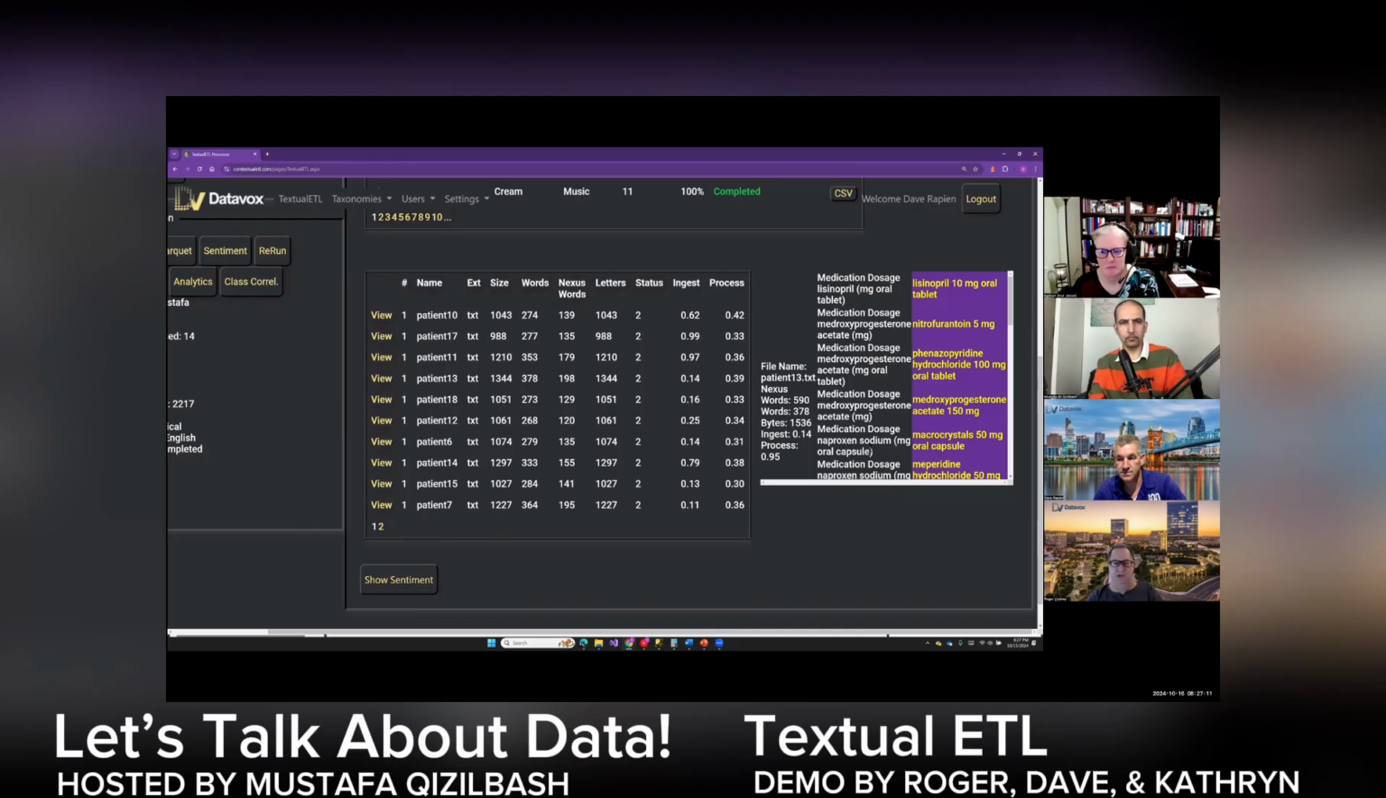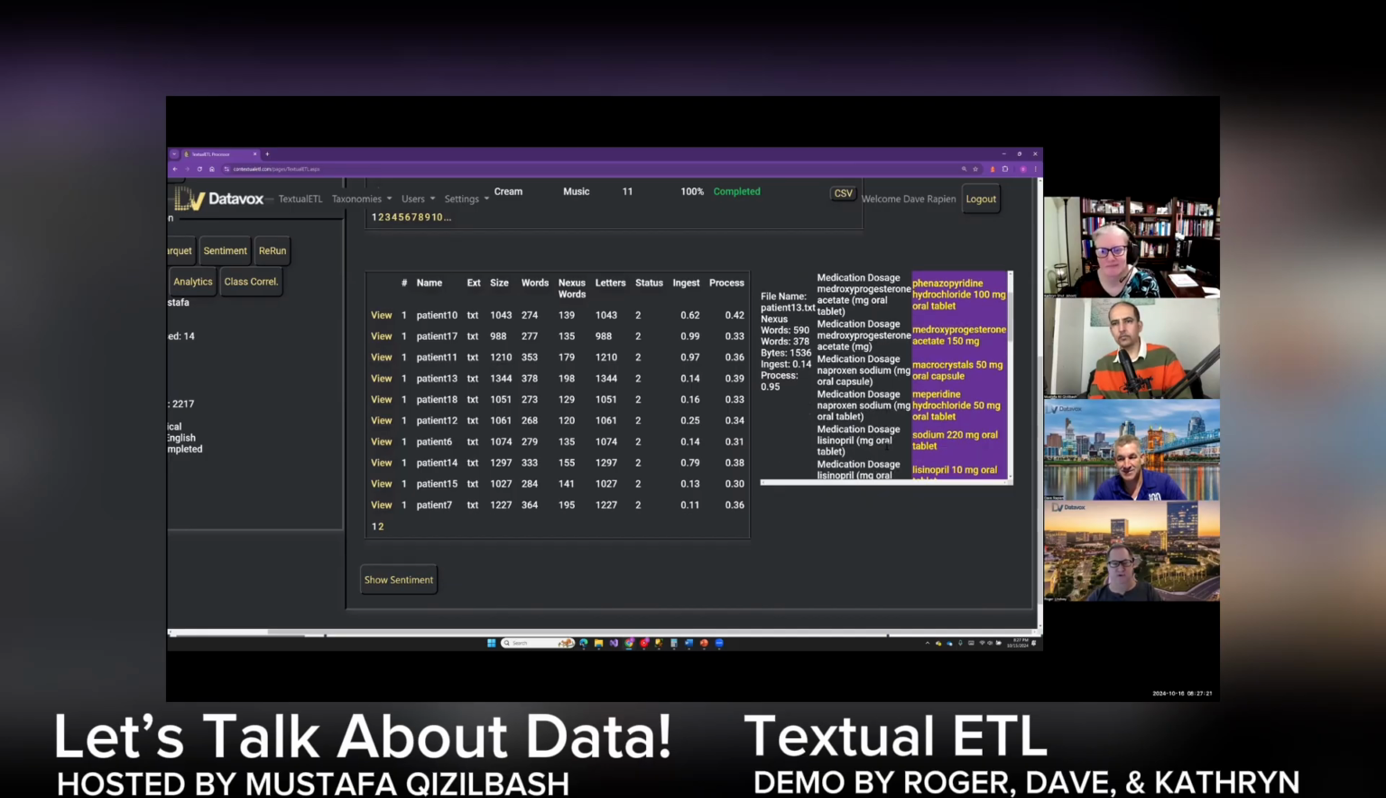Does rad mean good? Does rad mean bad? Does hot mean food or hot mean waitress? Right? It's those types of things. Sorry, that may be off color, but it's appropriate for the comparison. So it's sorting all that out and putting it into context for you.